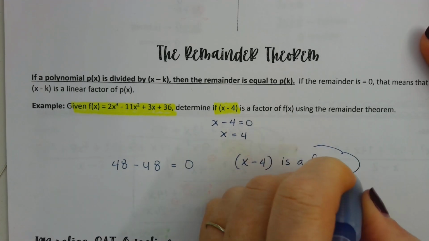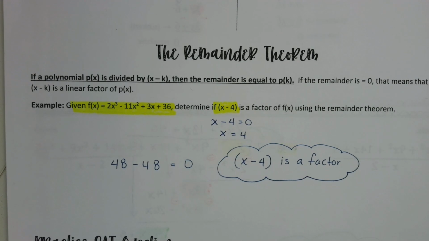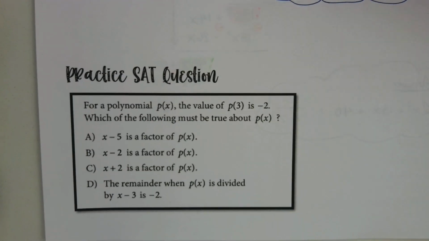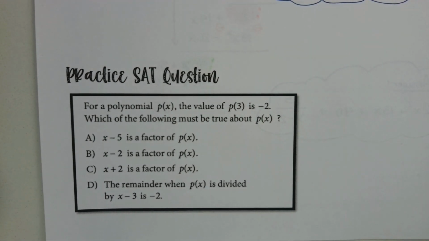And the most exciting part of all of this was on the SAT test. Look at that practice SAT question. Yeah, crazy, right? Some really obscure topic is on the SAT. Let's look at it. For a polynomial, p of x, the value of p of 3 is negative 2. Which of the following must be true about p of x? X minus 5 is a factor, x minus 2 is a factor, x plus 2 is a factor. The remainder when p of x is divided by x minus 3 is negative 2.